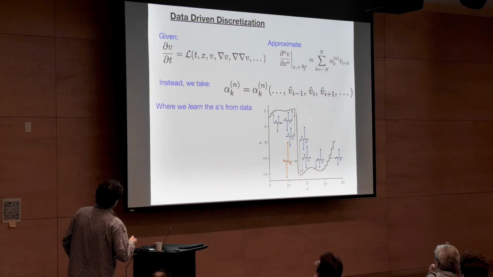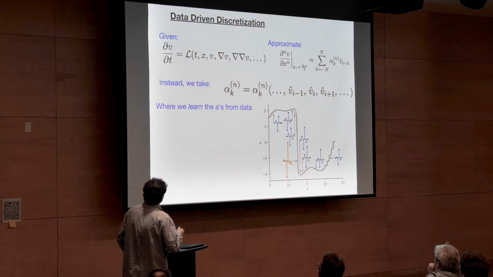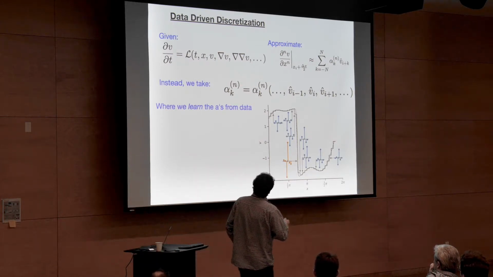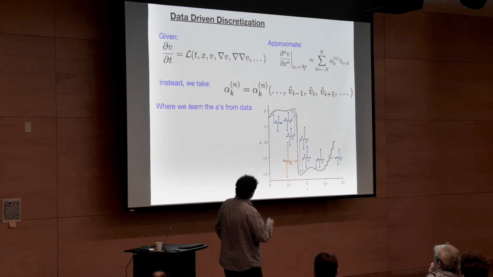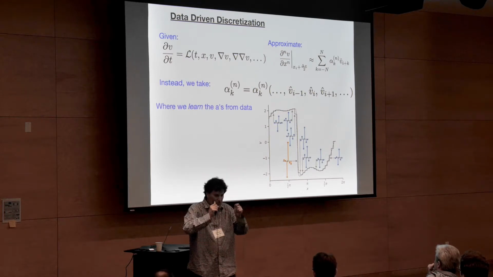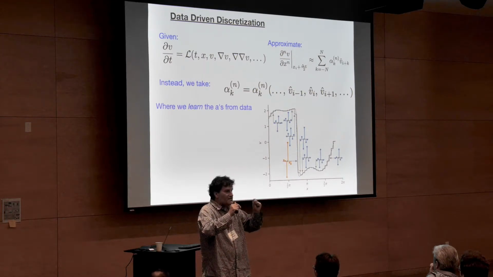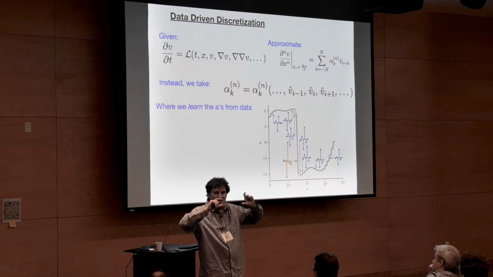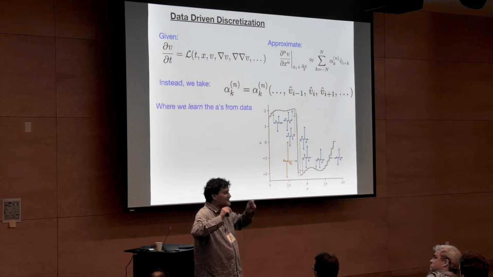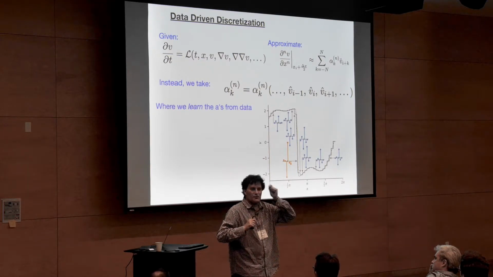So we're going to say that in general, these alphas are functions of the solution. For example, we give the computer the velocity field, the function values at these 2n plus 1 mesh points, and we ask it, what do you think the alphas are to get the derivative right?